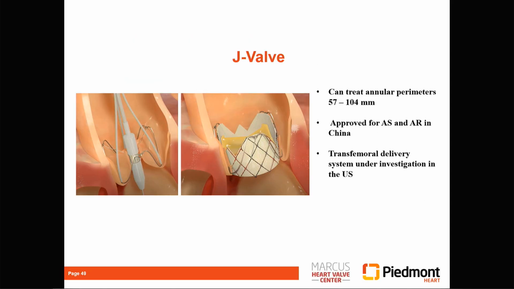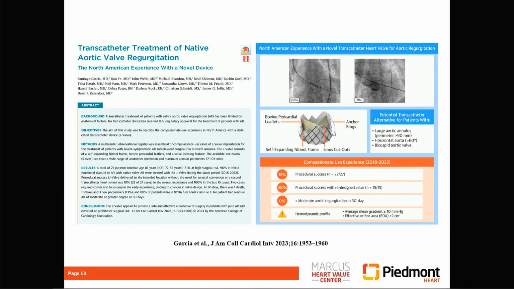This is a little bit different in the sense that it does have the same locators, but it's a little bit shorter valve. It can treat, you can see, 104 millimeters. The univalve has a cap at 90 millimeters, even though personally I've done a 95 millimeter valve. This is just some differences between the two.